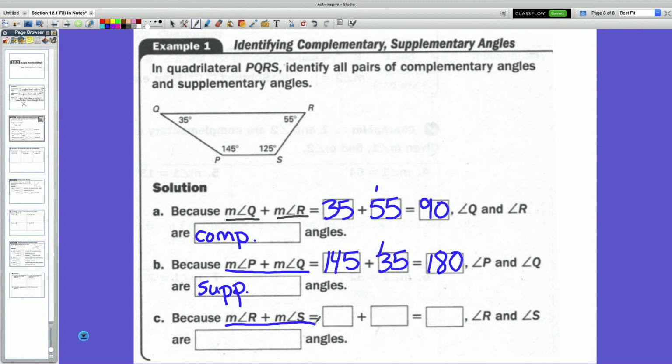Okay? Letter C says we're going to look at R and S. Angle R is 55 degrees. Angle S is 125 degrees. If I add those up, 5 plus 5 is 10, carry the 1. 1 and 2 is 3, plus 5 is 8. And then I have my 1 there. So angle R and S add up to 180, so they are also supplementary angles. If any of that didn't make sense, maybe watch it again and then go ask Miss B for some help.